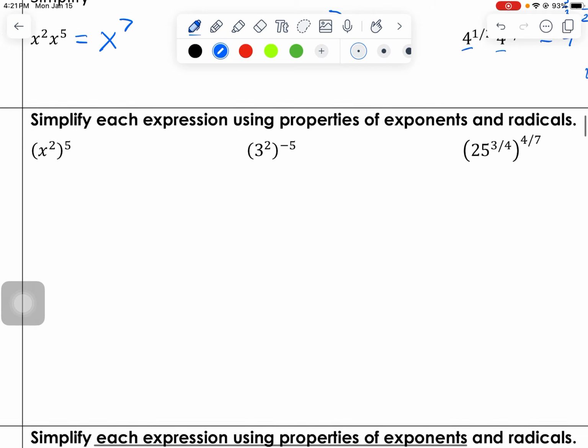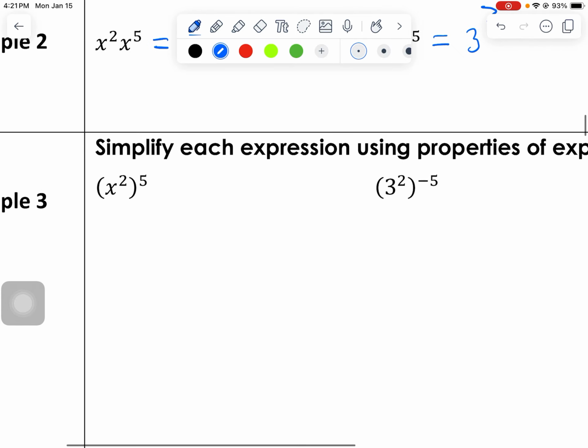All right, simplify each expression using properties of exponents. So now we're doing power to a power. This is where you've got to be careful. We're not adding anymore, we're multiplying. 2 times 5 is 10. So this would be our answer.